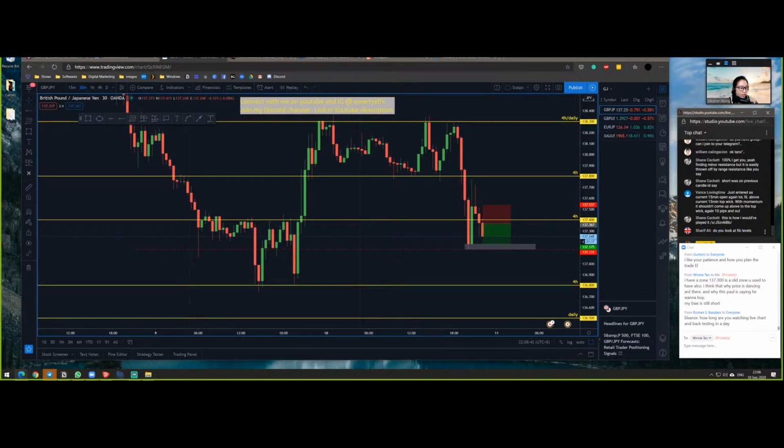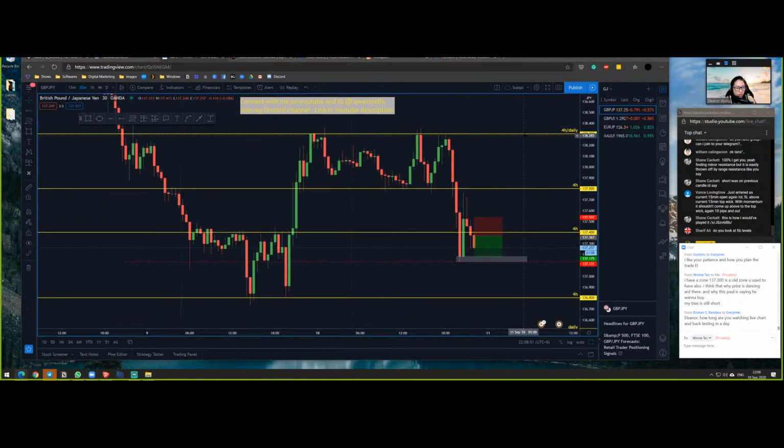Correct. So, Sharif, I look at FIB levels only for confluence, and I only draw my FIBs on 1 hour, 4 hour, but only sometimes. I don't use them for entries.